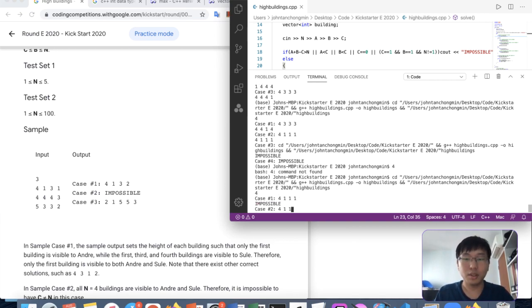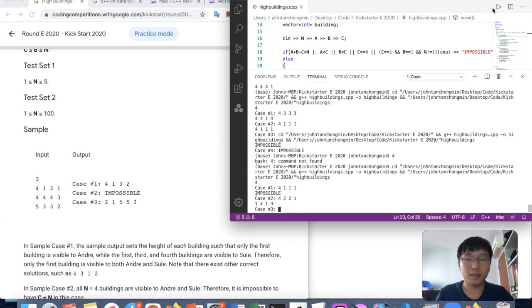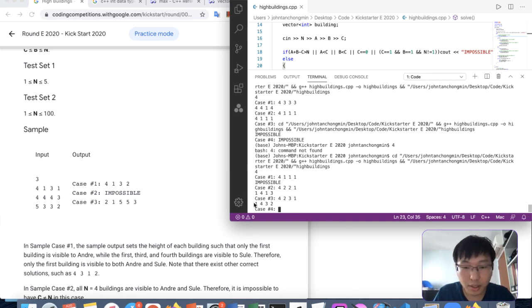Impossible. So let's say we saw 2, 2, 1. So this person will see 2, this person will see 2. We hide the buildings inside here. Okay, here we cannot really hide the buildings, but get the point. So 4, 2, 3, 1. This person sees 2. The other person sees 3. Okay, very good.